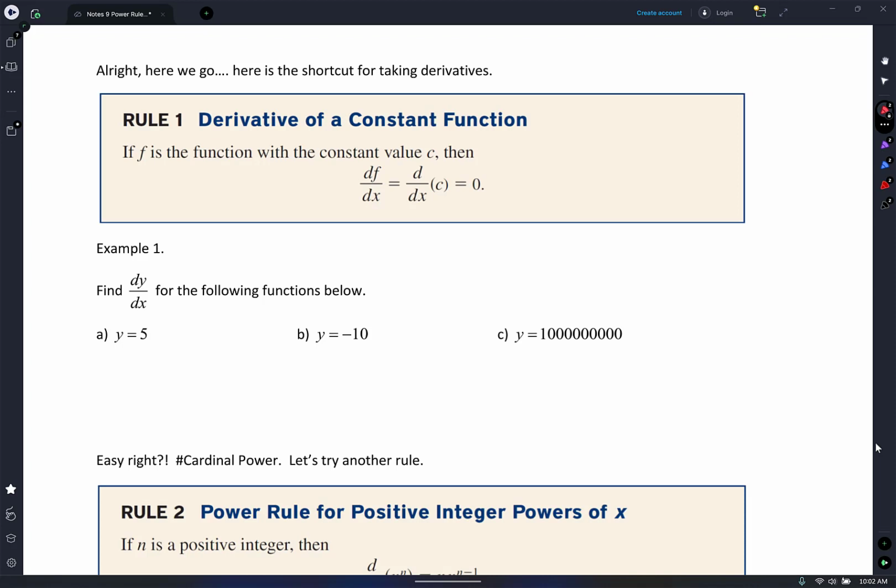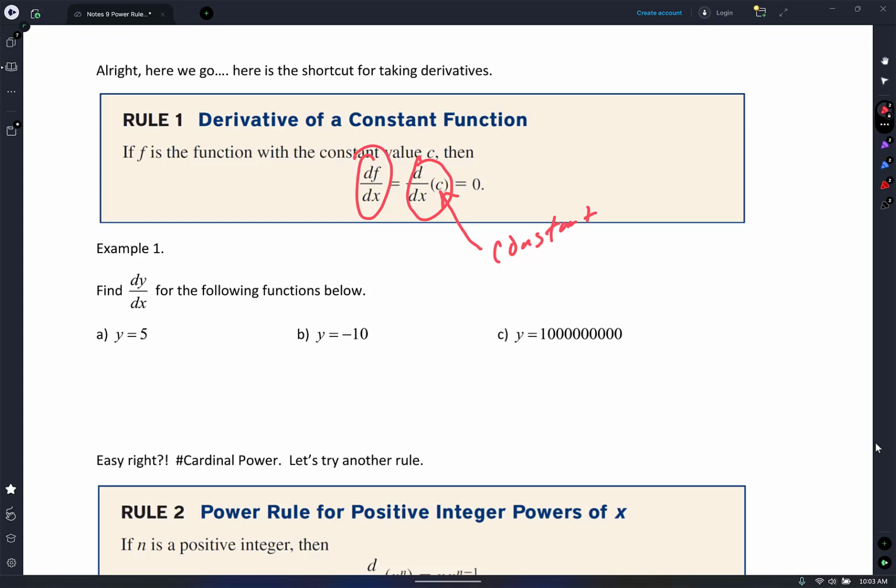It says if f is a function with a constant value c, then df dx, which you shouldn't be freaking out, that just means derivative of the function. So it says d dx of c, where c is a constant, is 0. Now, you shouldn't be freaking out because all constants, like y equals 5, y equals 10, y equals 1,000, all constants have a slope of 0.